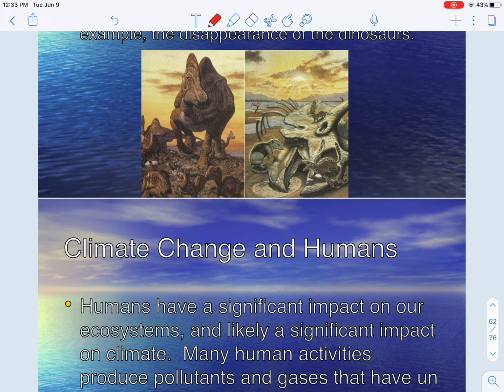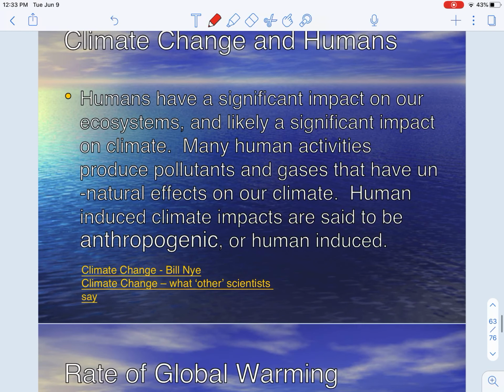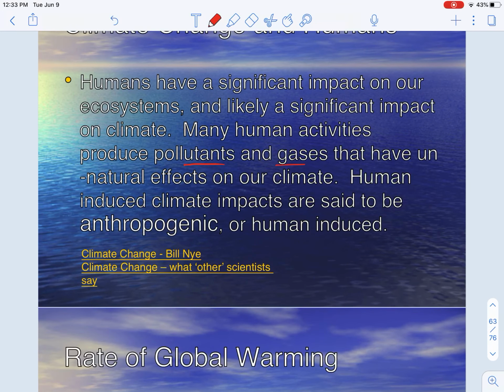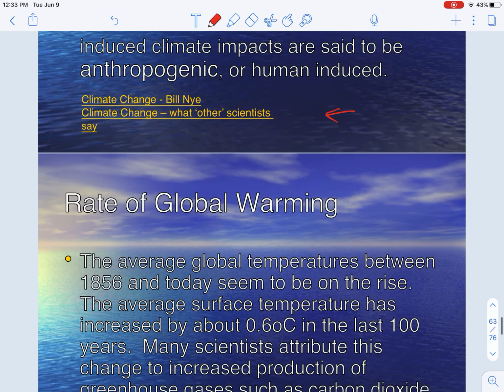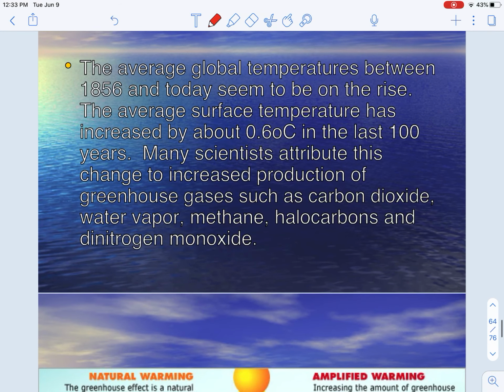Mass extinction often coincides with big climate changes. So they believe possibly big climate change caused the dinosaur extinction. And of course, humans may have many impacts on our ecosystem, like the release of pollution and gases that can affect our climate. Check out Bill Nye, interesting videos there.